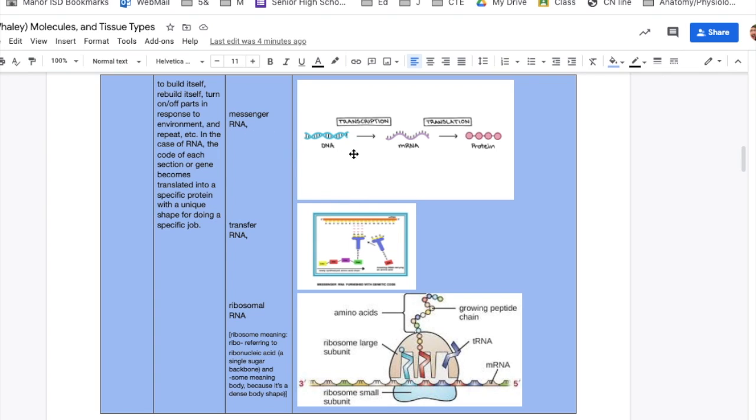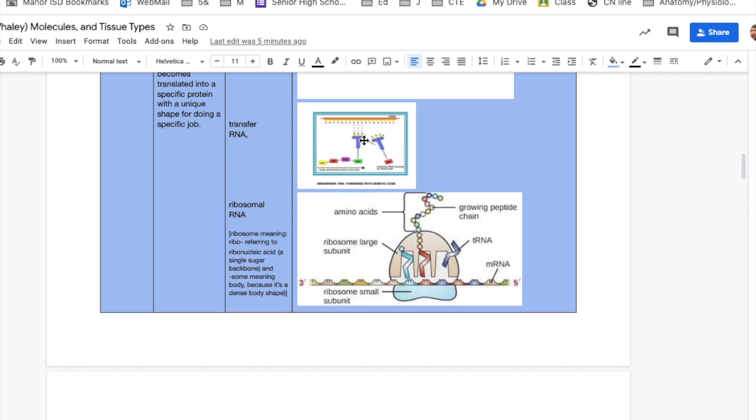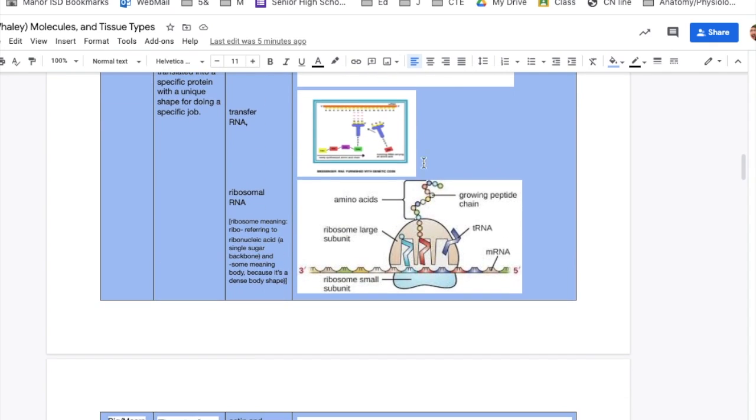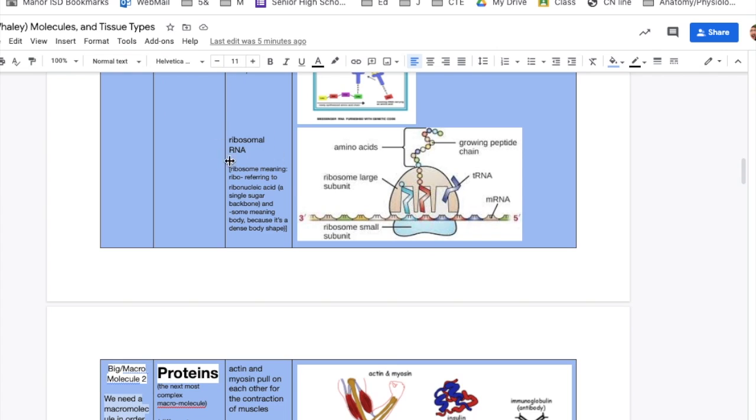So messenger RNA is one strand, then transfer RNA, look, it's T-shaped, and that goes in with its function. Because that's the part of translation to go from here to there. And all this happens at the ribosome, which is a big giant ribosomal RNA.